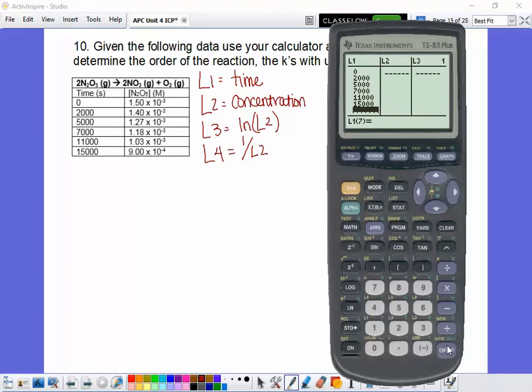Okay. So you have your time data entered in? And now go over to L2 and enter in all your concentration data. E-3, 1.27, E-3, 1.18, E-3.